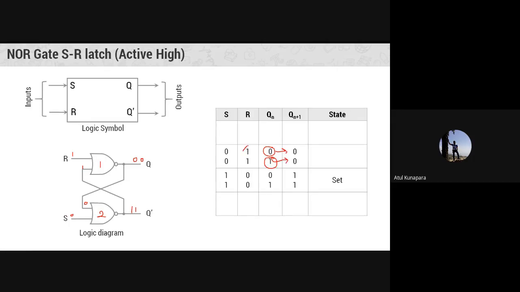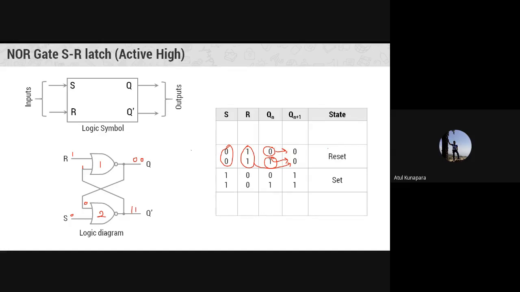So whenever you are setting R equal to 1 and S equal to 0, your flip-flop or latch output is going to be 0, and that is what we call a reset condition. So are you able to understand this reset condition? Hello? Is that clear to everyone? Yes, sir. Okay. So this is what we have discussed about set and reset condition.